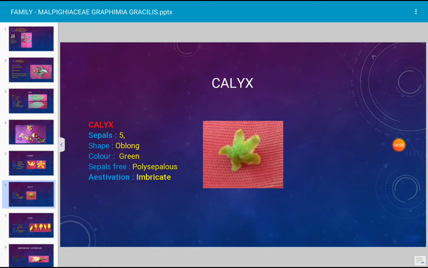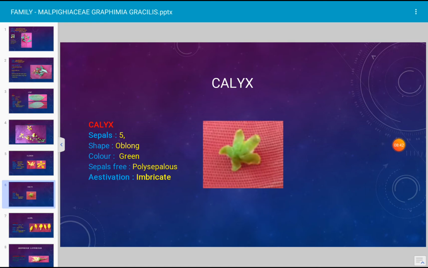This is the calyx of the Grewia gracilis. There are 5 sepals. Shape of the sepal is oblong, somewhat elongated, and color is green. Sepal is a unit of calyx. How is the arrangement of sepals in the calyx? That is imbricate aestivation. Arrangement of sepals or petals is known as aestivation. Imbricate aestivation is there in the calyx.